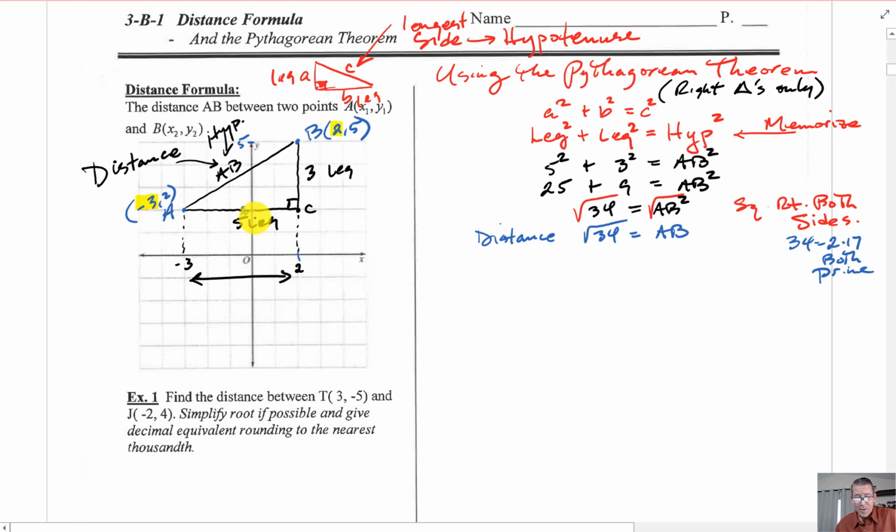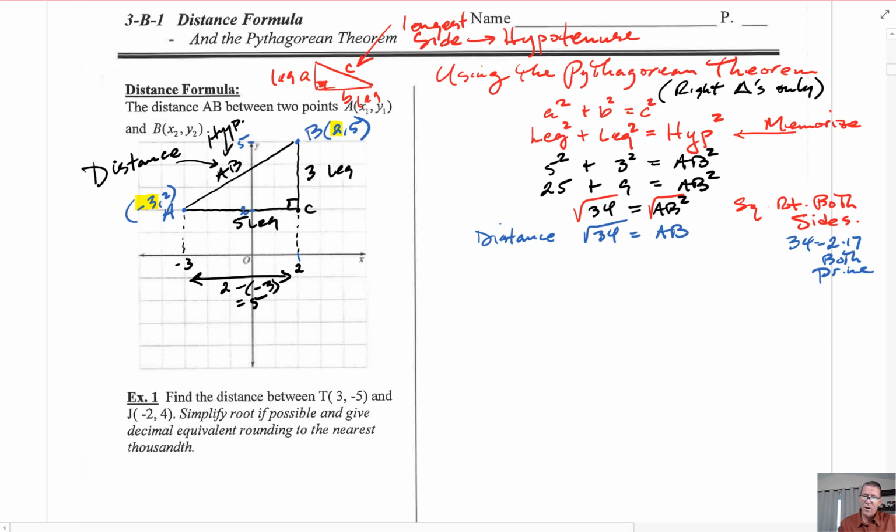But the way to get the distance between any 2 points is by subtracting. Okay, subtracting. That's how you get any horizontal distance. And you take the point on the right, subtract the point on the left. So 2 minus -3 obviously is 5, okay, because there's a double negative right there.